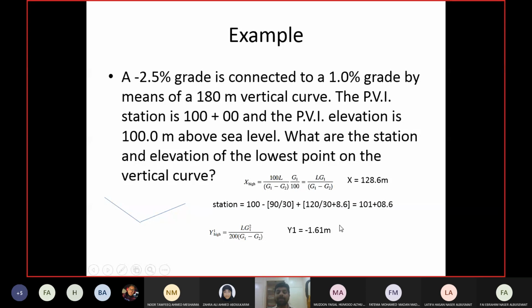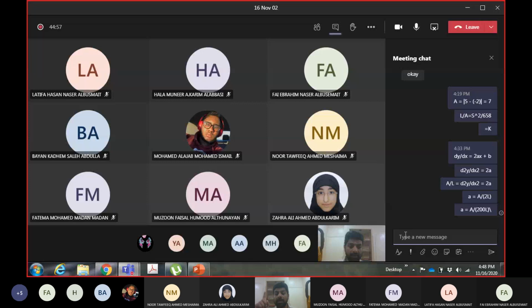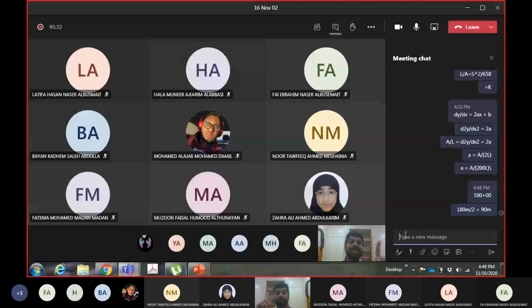They have given me the station of PVI. The station of PVI is 100 plus 00. What is the distance between PVI and BVC? I told you PVI is in the middle of the curve. So the distance between PVI and BVC is half of the length, L by 2. The length is 180 meters, so you divide by 2 and you get 90 meters. Now 90 meters equals how many stations? One station is 30 meters, so 90 means 3 stations.